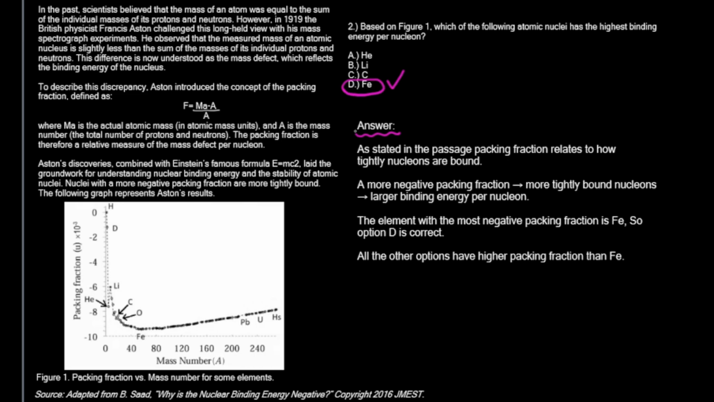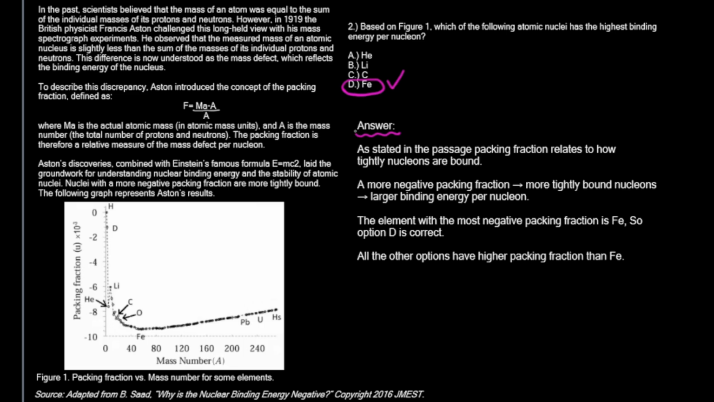Question number 2. Based on figure 1, which of the following atomic nuclei has the highest binding energy per nucleon? To answer this question, we also need to refer back to figure 1. It's asking which one has the highest binding energy. As stated in the passage, packing fraction relates to how tightly nucleons are bound. A more negative packing fraction results in a more tightly bound nucleus.